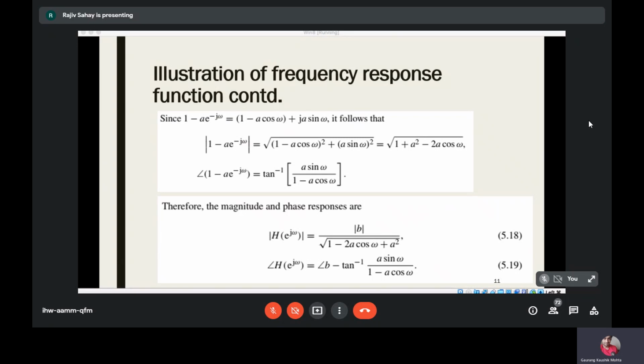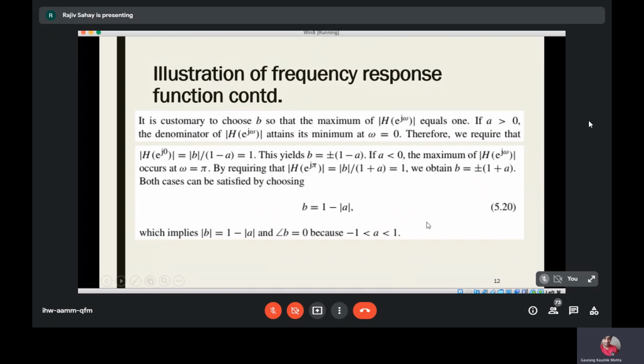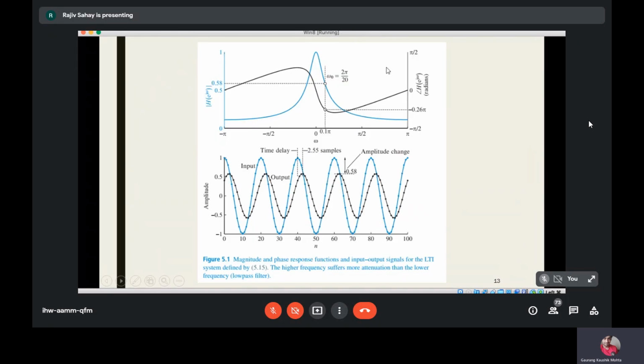Yeah. So this was the magnitude response and this was the phase response. We plotted them, and we saw that the magnitude response is this blue curve, and the phase response is this black curve.